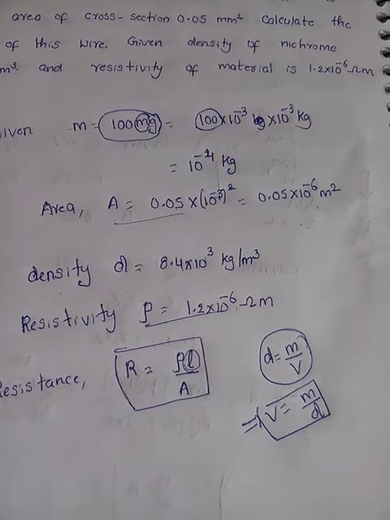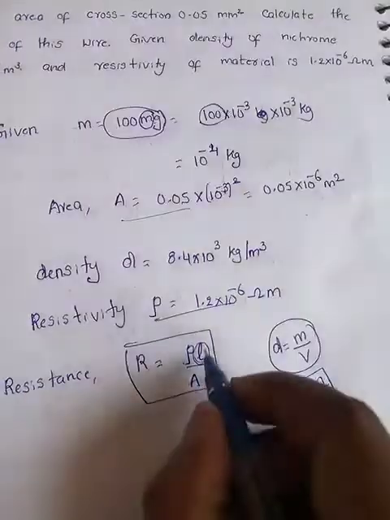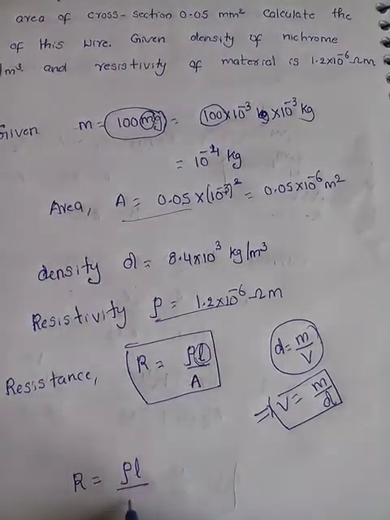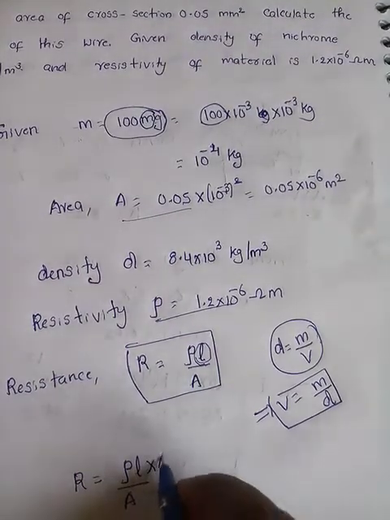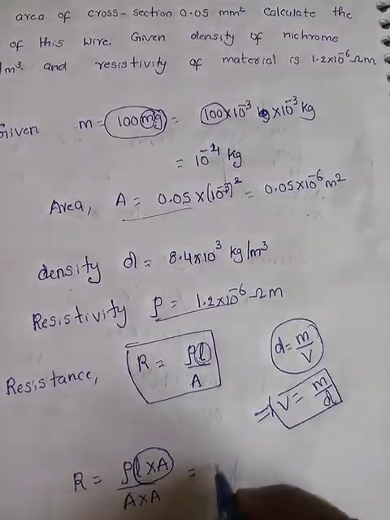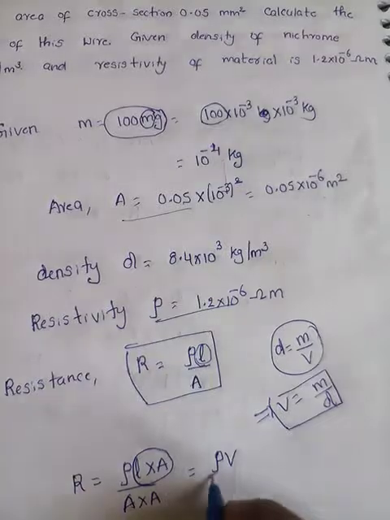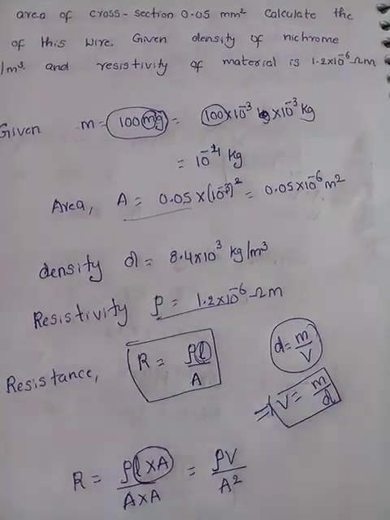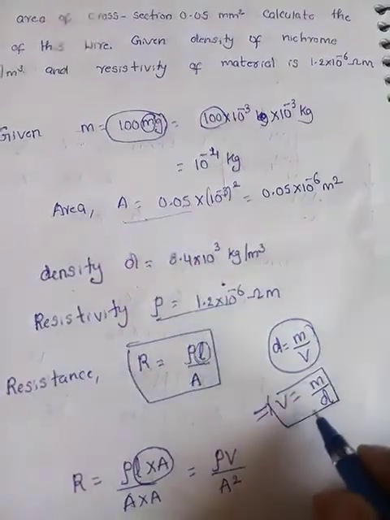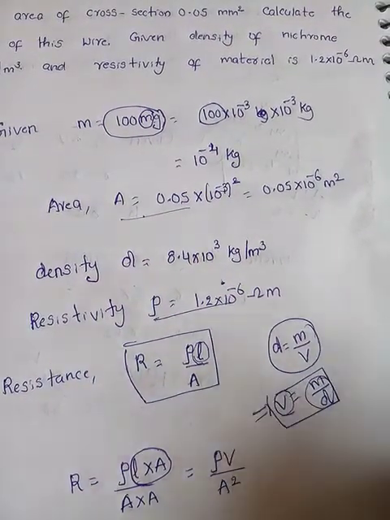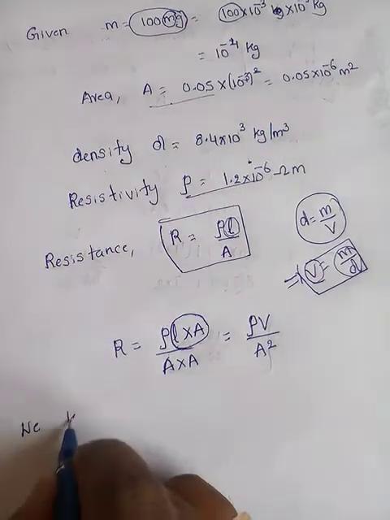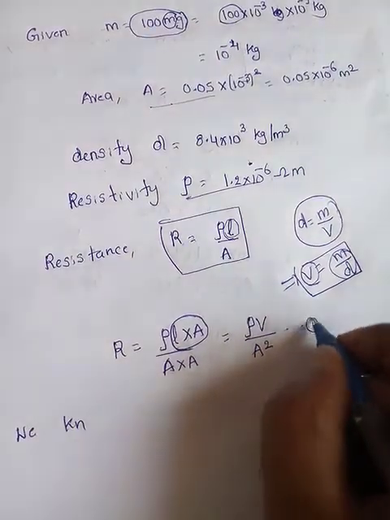So what I can do here is change this equation R equals rho L by A. I am multiplying and dividing with A on both sides. So length into area is equal to what? Volume. So R equals rho V by A square. They gave rho and A, and I can easily calculate the volume from this equation. So let us assume that this is equation number 1.